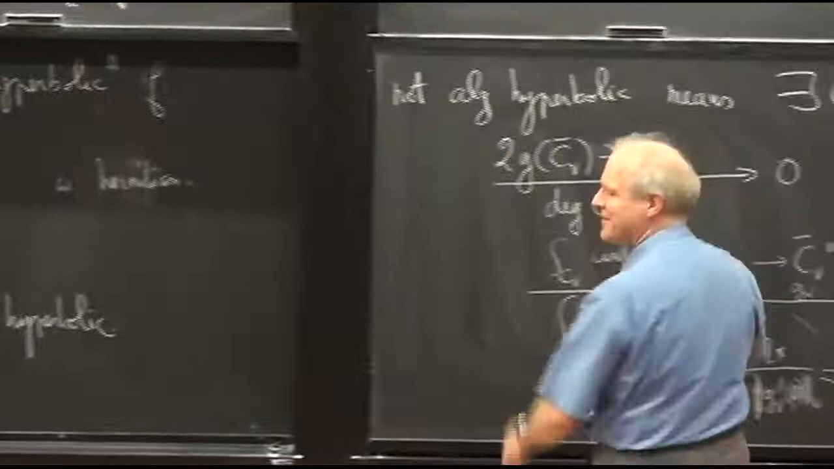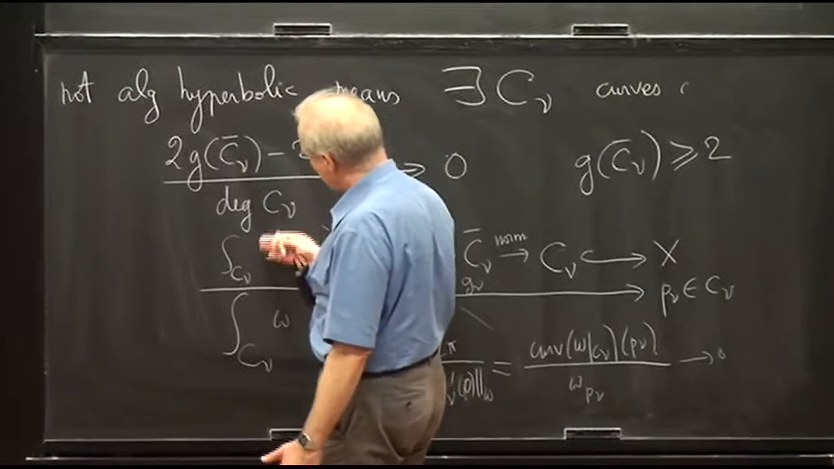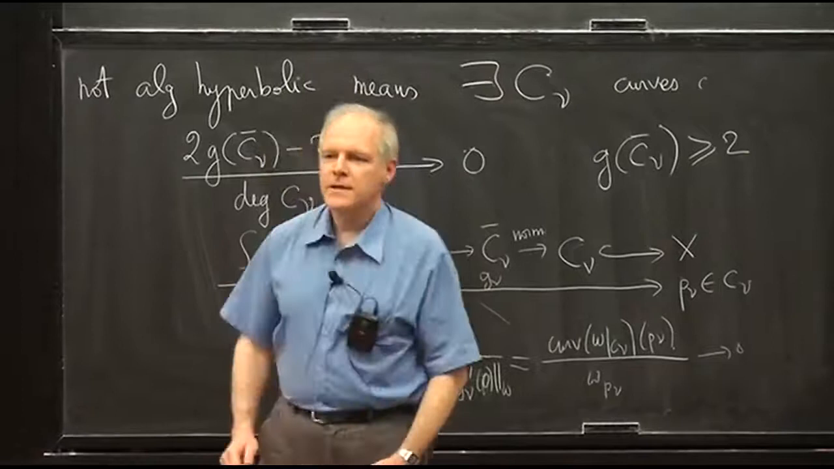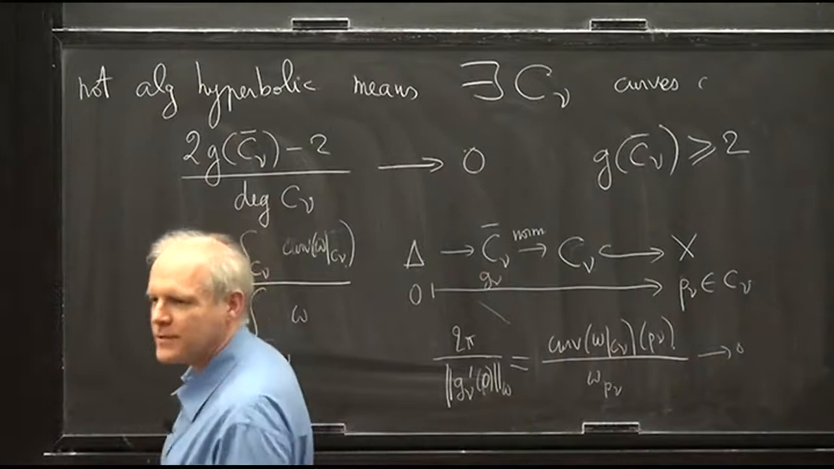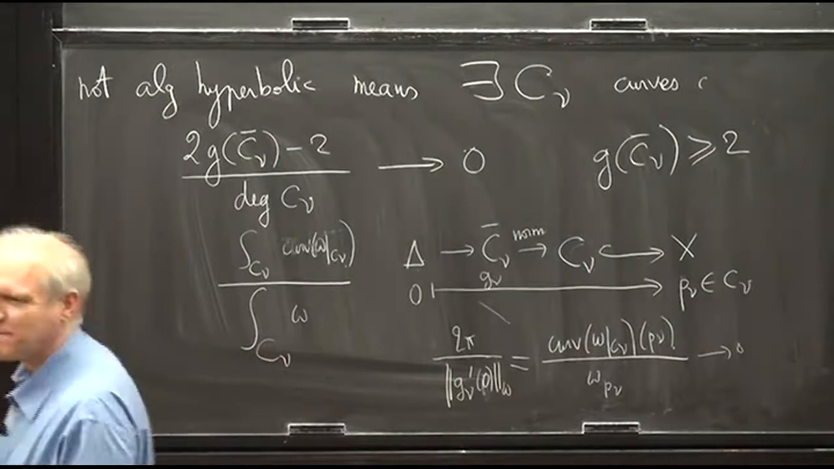So here you compute the Poincaré, somehow the curvature, you compare with the area, and it shows that the curvature somehow is small compared to the area. It means exactly that there's a point where the derivative is very high. If they all had a sign, I would believe you, but I don't believe you without the sign.